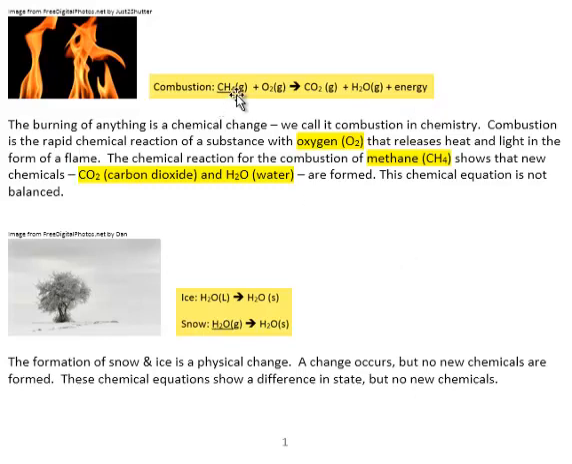We'll look more at chemical equations in Module 3, but I just wanted to introduce you to them so you would be more familiar with them when you see them in Module 3.